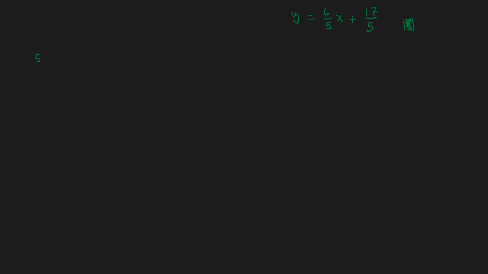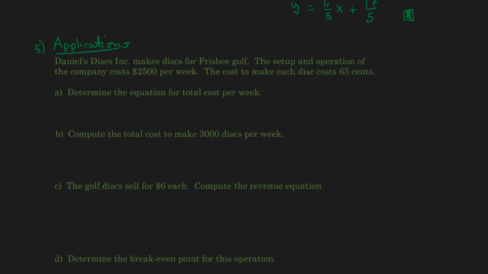Okay, the fifth thing we are going to take a look at in this particular video is applications. Let's consider the application listed below. Daniels Discs Incorporated makes discs for Frisbee golf. The setup and operation of the company costs $2,500 a week, and the cost to make each disc is 65 cents.